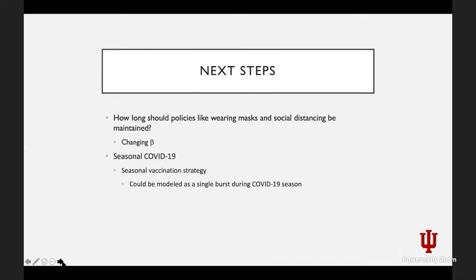And then if I were to continue this project, the next step would be to look at how long policies like wearing masks and social distancing should be maintained. And this would be, in my vision of it, primarily influenced by figuring out how that probability of infection would change based on how prevention measures were removed. And then the other idea I had was looking into a seasonal model of COVID-19. So then you would have a seasonal vaccination strategy, which could potentially be modeled as a single burst during whatever this COVID-19 season would be.